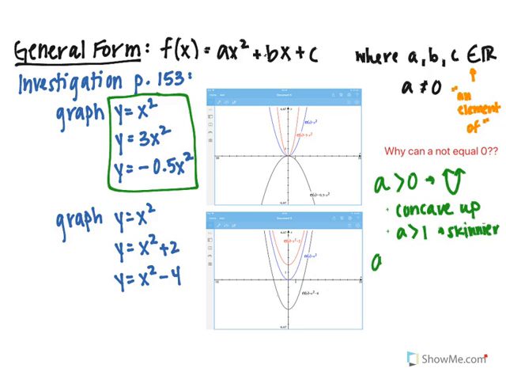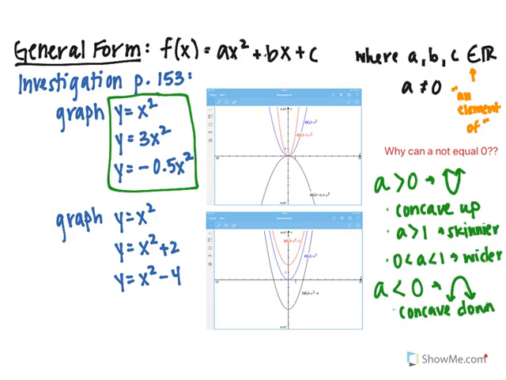If our a is smaller than 1, so if a is a fraction between 0 and 1, that means we're going to get wider. Okay? If a is smaller than 0, so negative, means we're going to be facing down and we are concave down. All right, so that's what multiplying a number to x squared told us would happen.